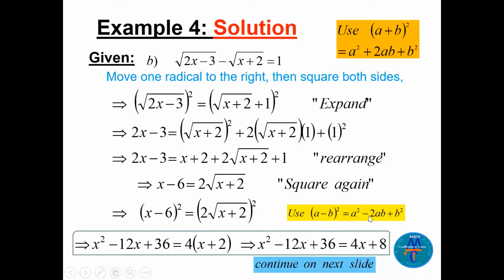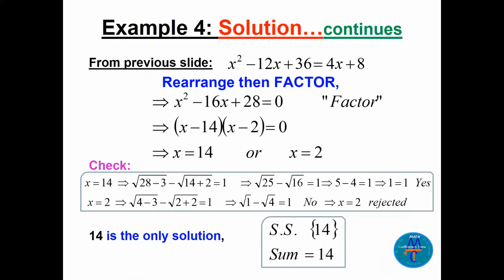Okay, a squared minus 2ab plus b squared. Now rearrange the equation. We continue in the next slide until we get the final equation, which is this one here. Look at this quadratic: x squared minus 16x plus 28 is equal to 0. Please, you can pause the video anytime and check all these numbers. Now when you factor it, x minus 14, x minus 2.